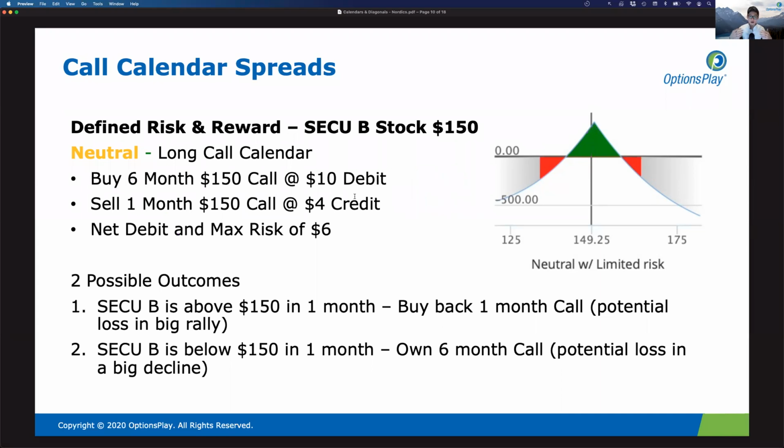So I know this is a lot to take in at once, right? Because you're thinking about multiple time frames. It's a little bit more complicated than if you just bought a call option or just bought a put option.